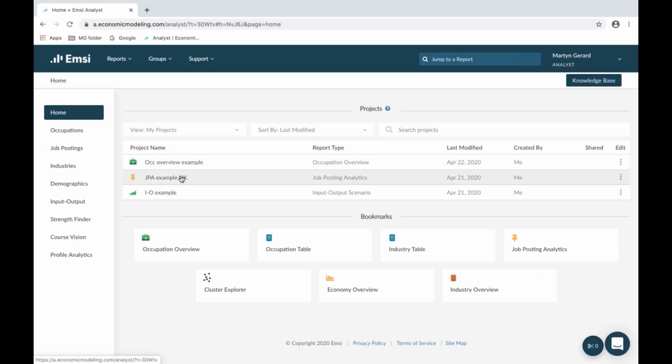So it's a landing page for our Analyst tool. We're going to look at three or four things. We're going to look at job postings. We're going to have a look at claimant counts and where you can see those, just in anticipation of those being released in May. Then we're also going to look at compatible occupations, and we're going to have a little play with the input-output scenarios, looking at the potential impact on a particular industry.